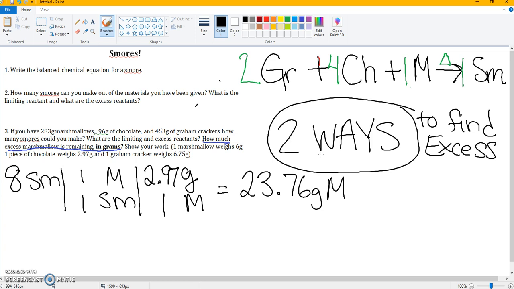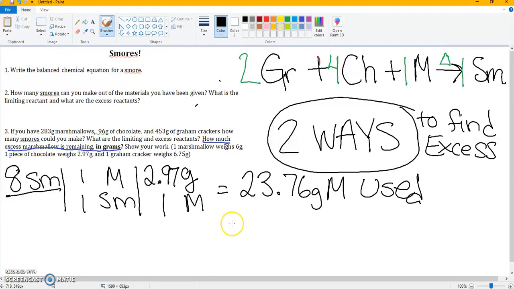Okay, so the first way we're going to do it is where we find out how much product I made, and going back from product, see how much marshmallows I used. So this way, I start off with 8 s'mores, because if you recall, I had 8 s'mores from my chocolate, which was my limiting reactant. So I start off with 8 s'mores, s'mores to marshmallows, marshmallows to grams of marshmallows, and I find out that I needed 23.76 grams of marshmallows to use up all of my chocolate. So this is the amount that I used in my chemical reaction.